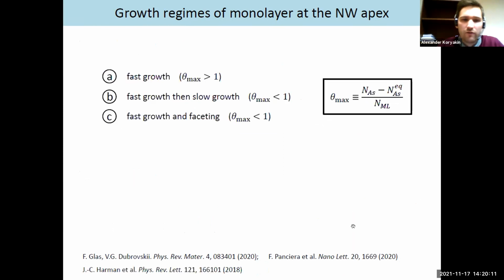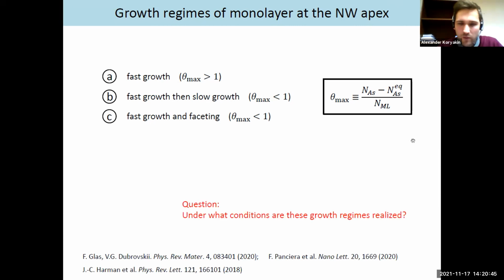So altogether we have three growth regimes, and the presence of a regime depends on the maximal concentration of group 5 in the droplet. Let me introduce this quantity, theta max, by using this definition. If theta max is larger than 1, we have fast growth. If it is less than 1, we have fast growth, then slow growth, and alternatively fast growth and faceting.